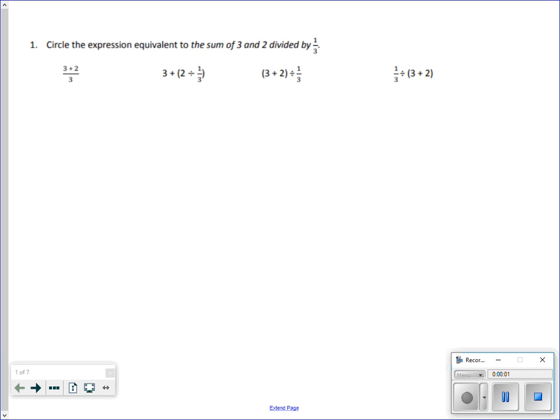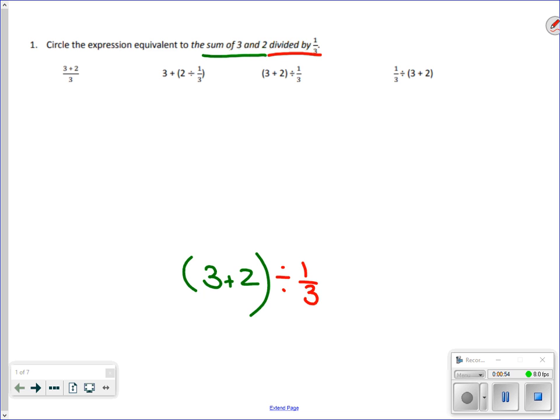You look at circling the expression equivalent to the sum of. So I'm going to look at this one. The sum of 3 and 2. Put that in parentheses, divided by 1/3. So if I took that and I wrote that expression out, does it make it easier to find the equivalent expression? Yes. There's one up there that kind of reaches out and smacks you in the face because it's right there. It matches what I wrote, right?